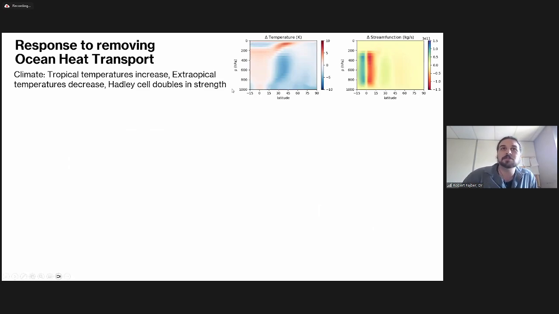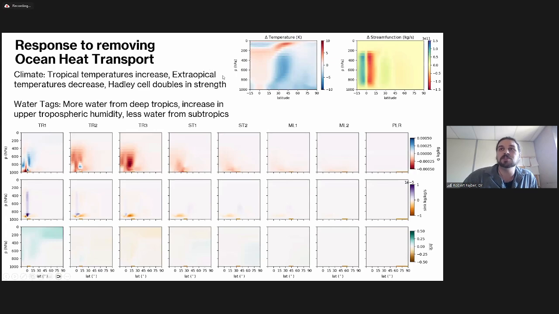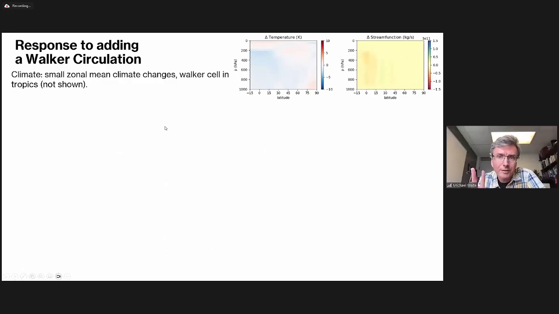Now I'm going to try to run through just a couple of the experiments we've done. The first one I wanted to show quickly is what happens if you remove ocean heat transport. If you do that, you'll warm up the tropics and cool down the extratropics. But the tag distribution doesn't change that much. You get less water vapor coming from some of these tropical sources, but the overall distribution is kind of similar. Okay, that's a 2-minute warning.